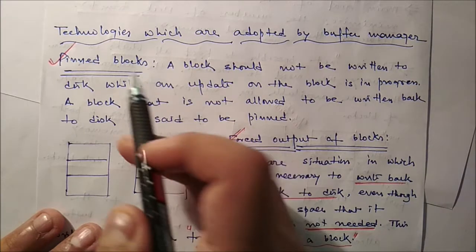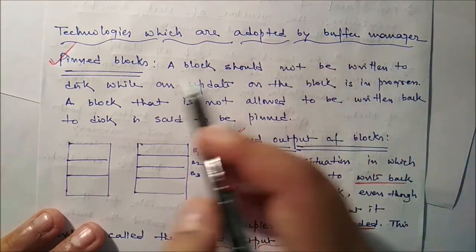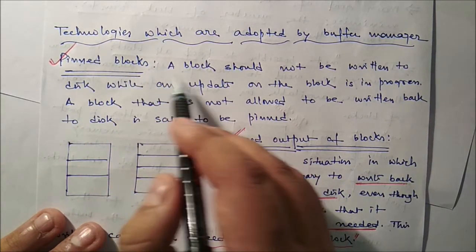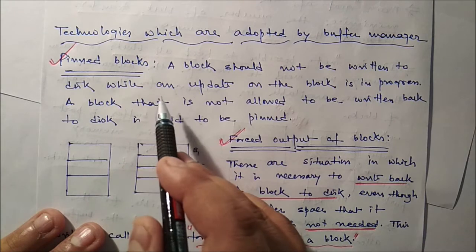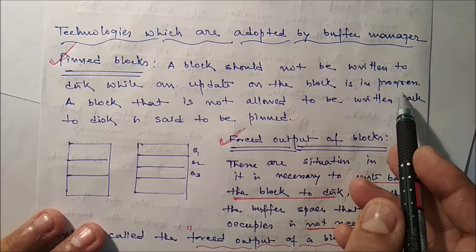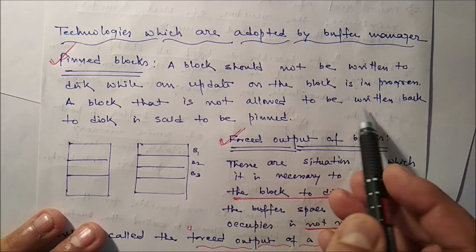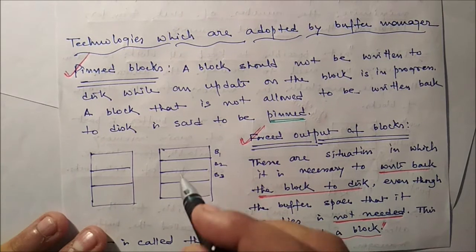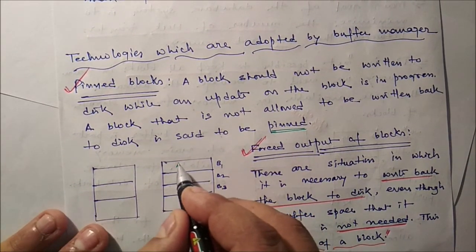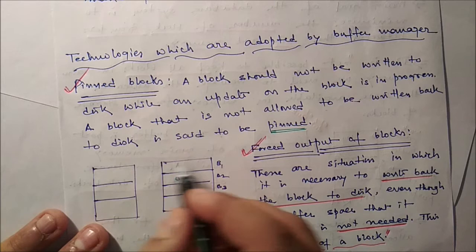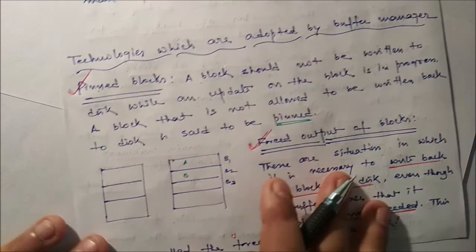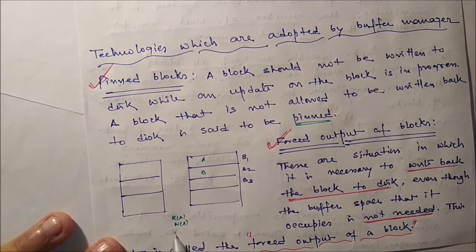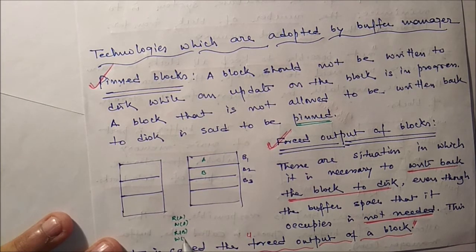Now, the techniques adopted by the buffer manager. A few are there, and they are simple. The first one is the pinned block. A block should not be written to the disk while an update on it is in progress. A block that is not allowed to be written back to disk is said to be pinned. Suppose variable A is in one block and variable B is in another, and we need both variables. Suppose the sequence is read A, write A, read B, write B.